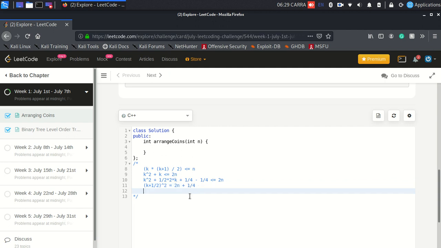So let's do k plus 0.5, right? I'm just converting it to decimals, equals, if you see now, the square root of 2n plus 1 by 4. The value of 1 by 4 is 0.25, right? Now what will be the value of k? K would be nothing but the square root of 2n plus 0.25 minus 0.5, and that would be my answer.